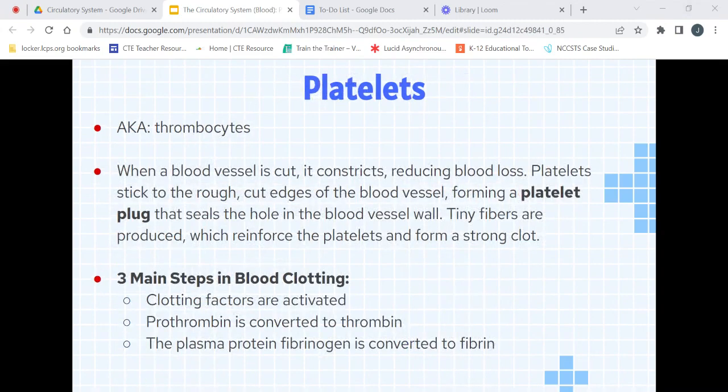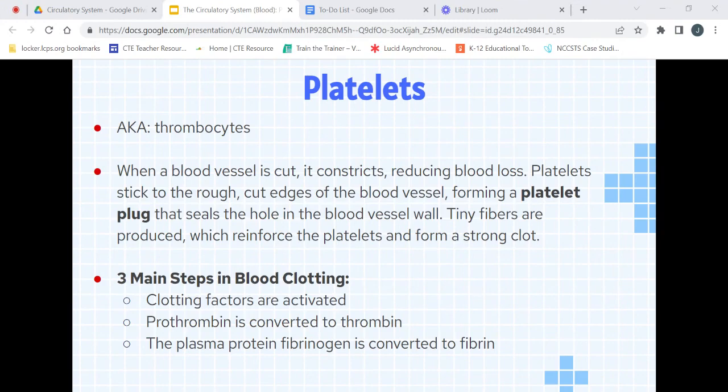Next, we have platelets, also known as thrombocytes. Platelets are not really cells. They are tiny fragments of cytoplasm that are pinched off from certain very large cells in the bone marrow. These cell fragments prevent blood loss. There are 30 different chemical substances that are involved in blood clotting.